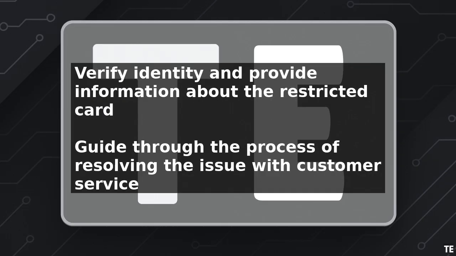If the restriction is due to suspicious activity, you may need to verify recent transactions to confirm they were made by you. If the restriction is due to missed payments, you will need to make the necessary payments to bring your account up to date. It is crucial to review your payment history and ensure you understand the minimum payment requirements. Additionally, consider setting up automatic payments to avoid missing payments in the future.